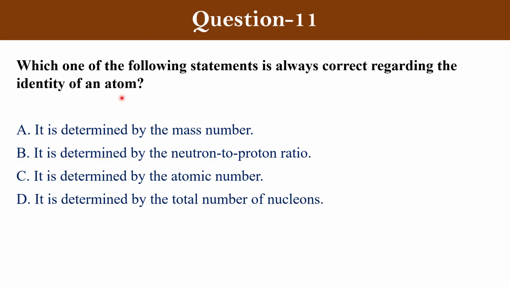Pause and think. The correct answer is option C, it is determined by the atomic number, because atoms having the same atomic number but different mass number are called isotopes. And remember, the atomic number represents the number of protons, so it never changes for a particular element. However, the number of neutrons can vary, resulting in different mass numbers. So it is determined by the atomic number.